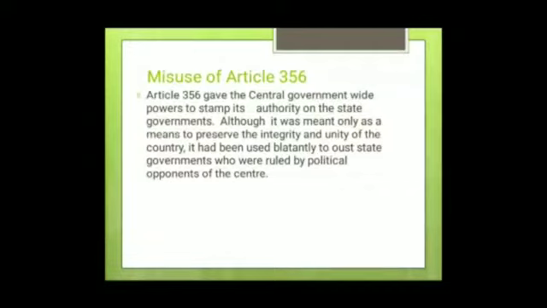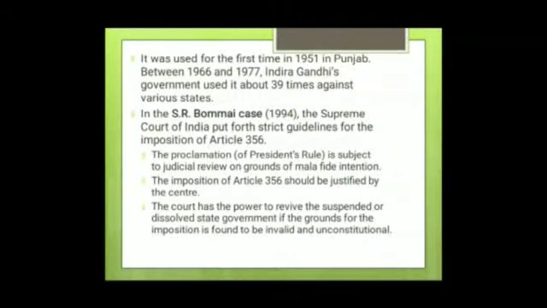Now, Article 356 gives the central government a wide power to stamp its authority on state governments. It was meant to preserve the integrity and unity of the country. But it has been used blatantly to oust state governments which were ruled by political opponents of the Centre. It was first used in 1951 in Punjab. Between 1966 and 1977, the Indira Gandhi government used it 39 times against various states.